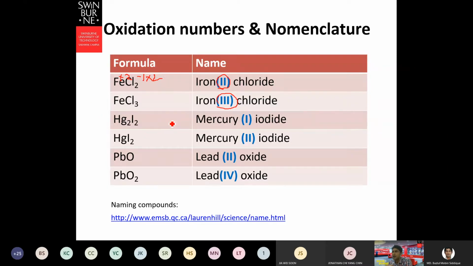For mercury, however, you see that there are 2 mercury and 2 iodine. If I just divide both sides by 2, I will have 1:1. That means 1 mercury is attached to 1 iodine, and that is why it is mercury 1 iodide. But in this case, it is mercury 2 iodide. Same goes for lead and lead oxide.